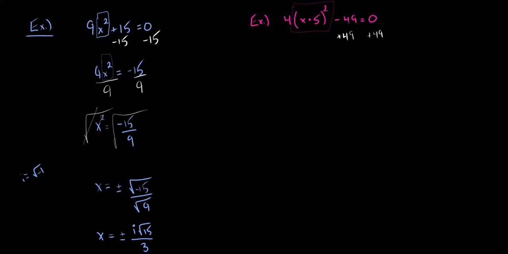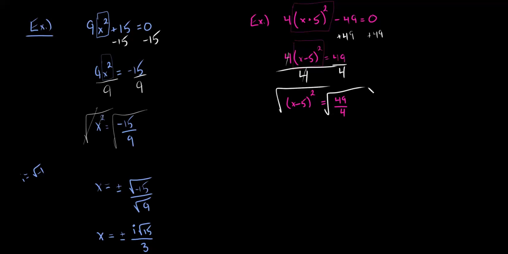We add 49 to each side, and when we do that, we're going to have 4 times the quantity of x minus 5 squared is equal to 49. But I still don't have my squared term isolated. So now I have to divide each side by 4 to get rid of that 4 here. And now I get x minus 5 quantity squared is equal to 49 over 4. And here we have the squared term completely isolated. So now, just like before, I can take the square root of each side.